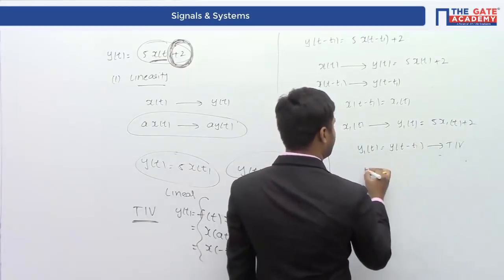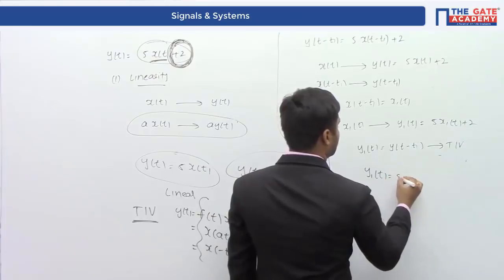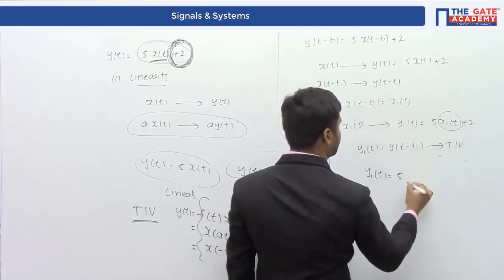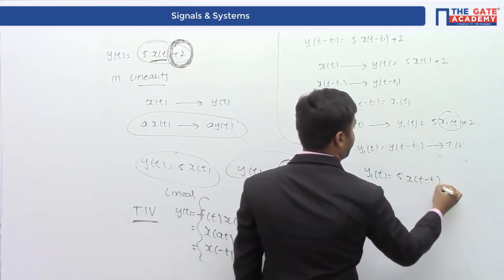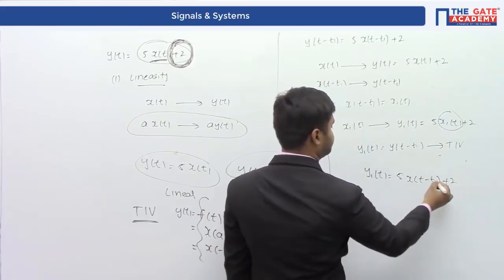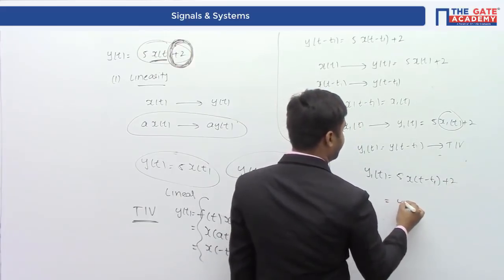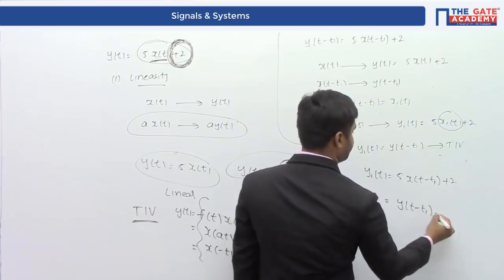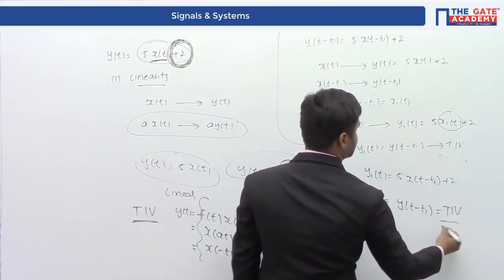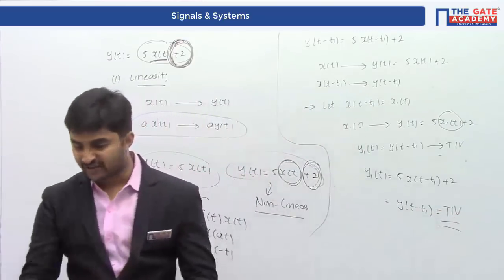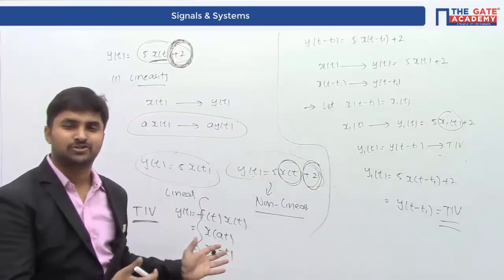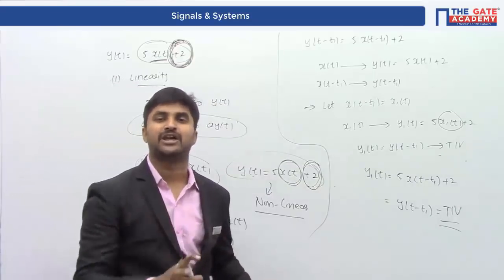your y1 of t is going to be 5 times x1 of t, which is nothing but x of t minus t1, plus 2. Therefore, this is nothing but y of t minus t1, a time invariant operation. So if you have a sufficient amount of practice, you can just look at the question and tell whether it's a time invariant system or a time variant system.